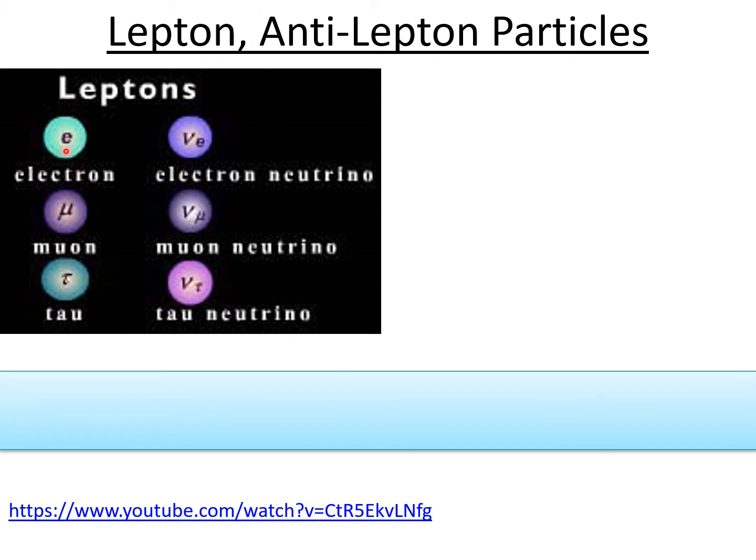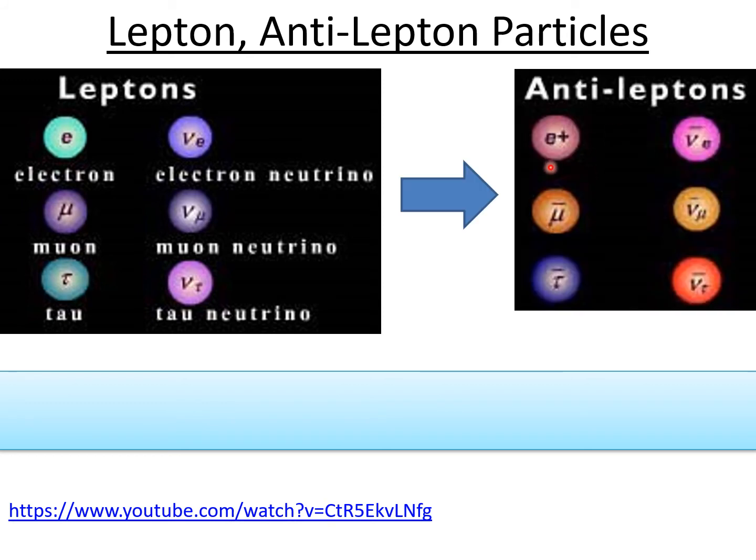The leptons are electrons, muons, and tau. And there is also a neutrino version. So you have an electron neutrino, a muon neutrino, and a tau neutrino. And each of these has its own antimatter version. So this would be the positron, because remember, the antiparticle of an electron is the positron. The anti-electron neutrino, the anti-muon, the anti-muon neutrino, the anti-tau, and the anti-tau neutrino.